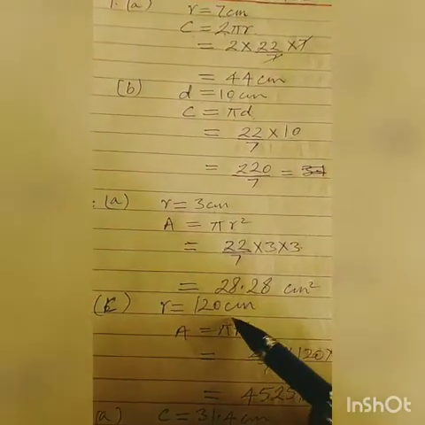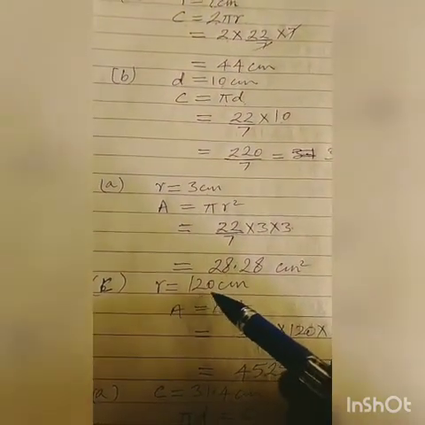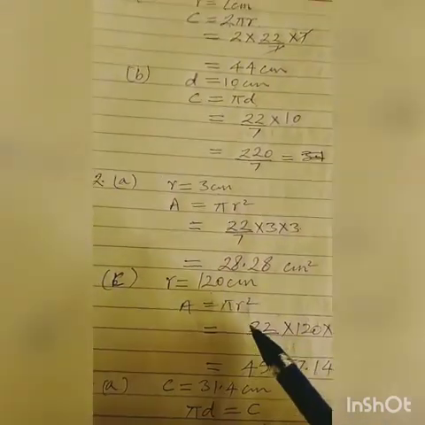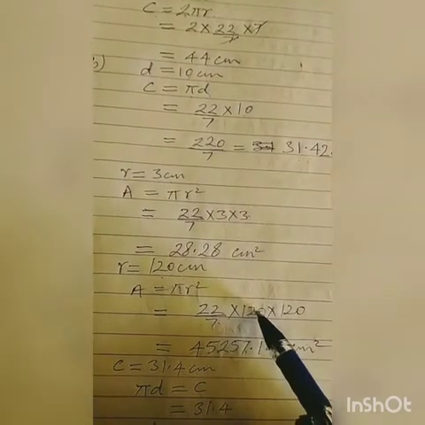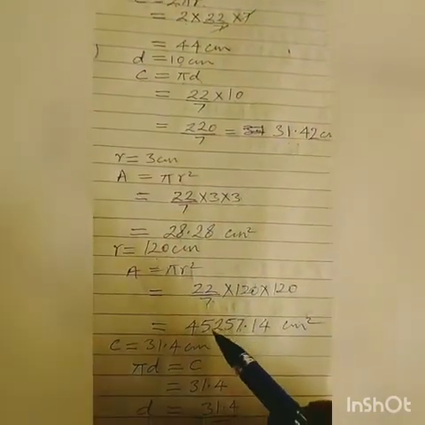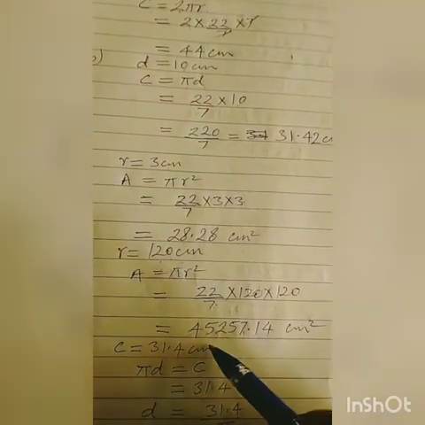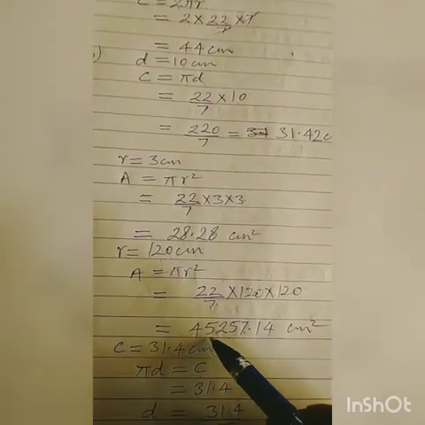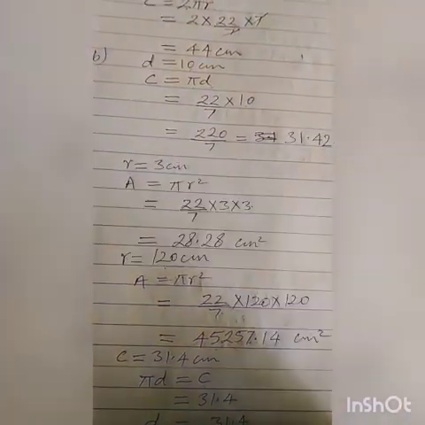Okay, next C part, you look, radius is 120 centimeter, same formula pi r square. So pi into r, you multiply and simplify it. So we get 45257.14 centimeter square is the area.